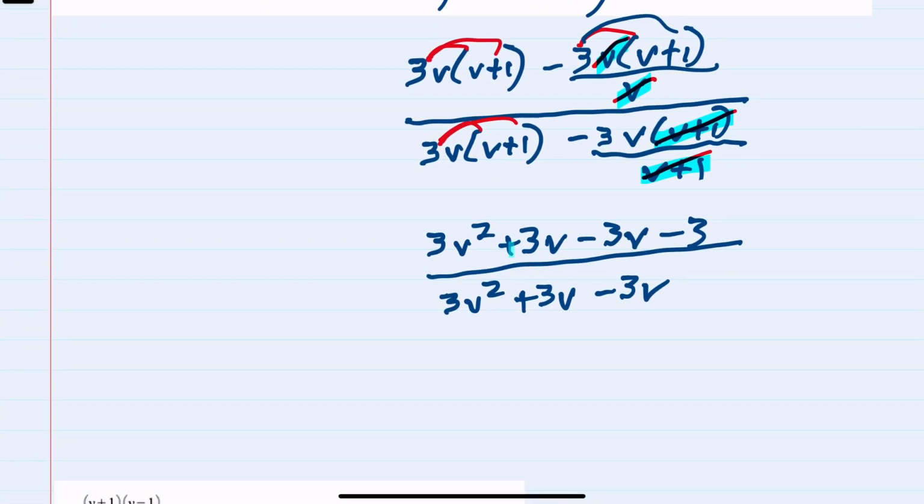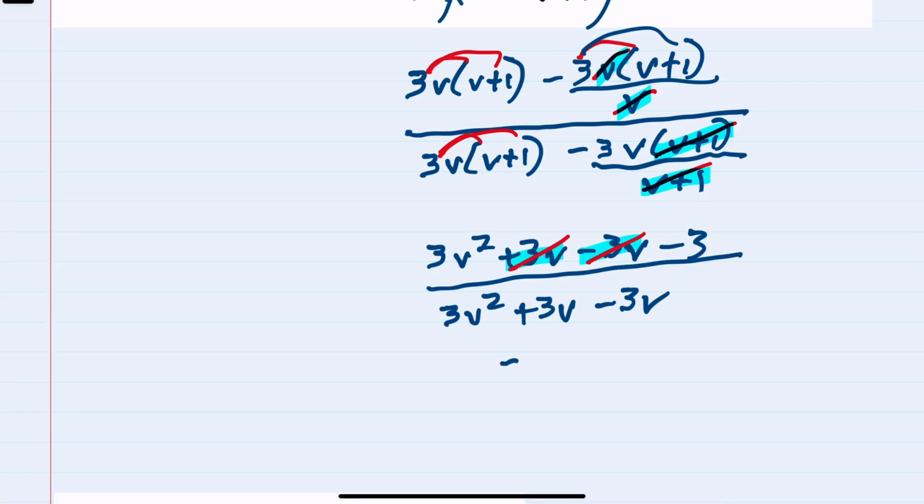I have some like terms that I can put together. Plus 3v minus 3v, those will actually cancel. So my numerator will be 3v squared minus 3. In the denominator, we also have those same like terms that again cancel. So 3v squared. We've almost simplified this as much as possible, but we should see if there are any factors that will cancel in the numerator and the denominator.